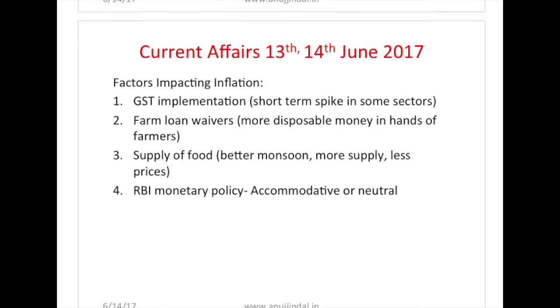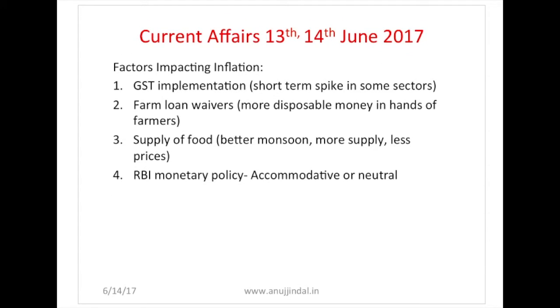Important to remember this. Let's come to the next one, factors impacting inflation. So there's a lot of talk about inflation. We'll be talking about the Taylor rule as well, very important. So what are the factors which have been pointed out in the newspaper on 13th and 14th June which impact inflation? Number one, GST implementation. There's a short-term spike in some sectors because of GST implementation, because the tax rate increases and thus the inflation on those particular commodities or goods and services increases.